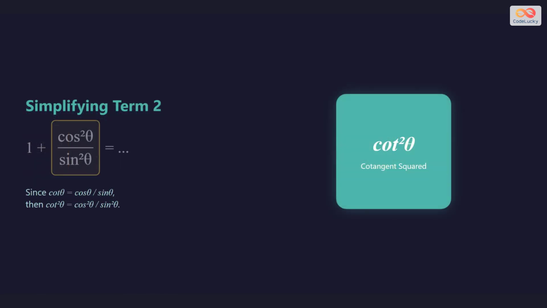Now for the second term, cosine squared theta divided by sine squared theta. We know that cosine over sine is cotangent. Therefore, cosine squared over sine squared is cotangent squared theta.